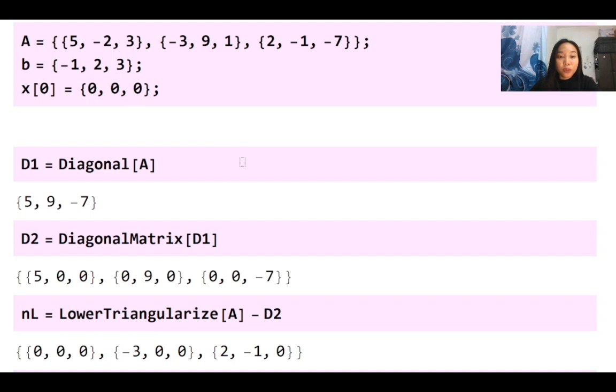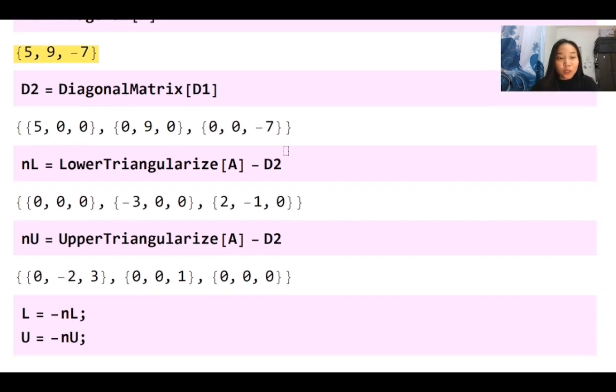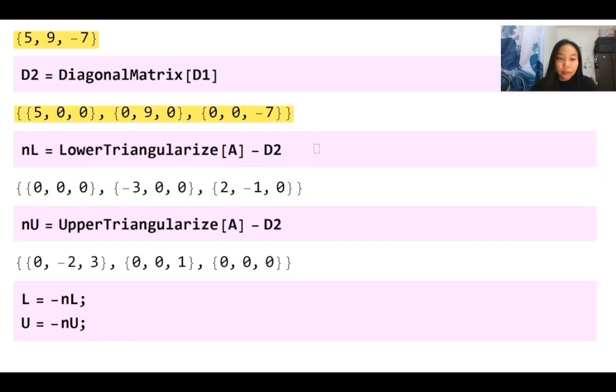We're also going to input the equation to identify the diagonal. We input D1 is equal to diagonal A, and after pressing Shift plus Enter, we get the display matrix 5, 9, -7. Next, for D2 is equal to diagonal matrix D1, we get the display matrix 5, 0, 0, 0, 9, 0, 0, 0, -7.